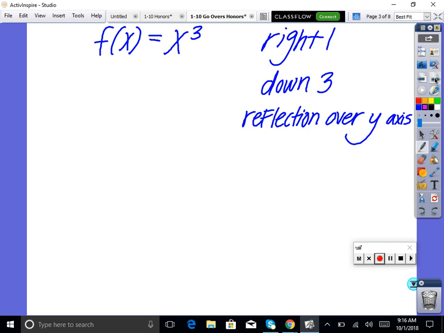So if on the test, okay, I think we actually get the picture here, but I just want to make sure because this one can be confusing. So it says reflection over the y-axis, right 1, down 3. How would we write the equation?